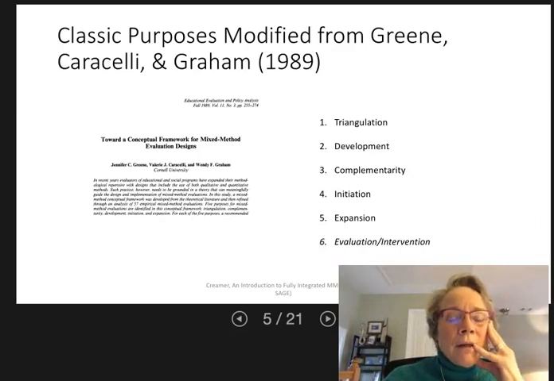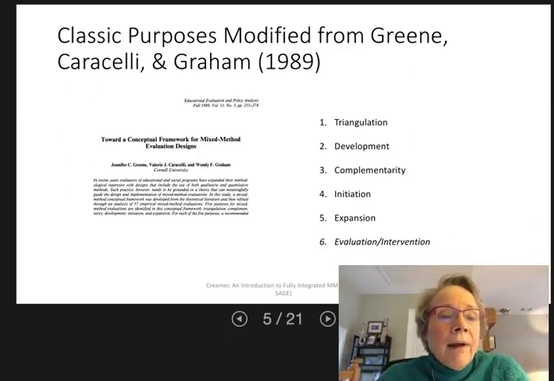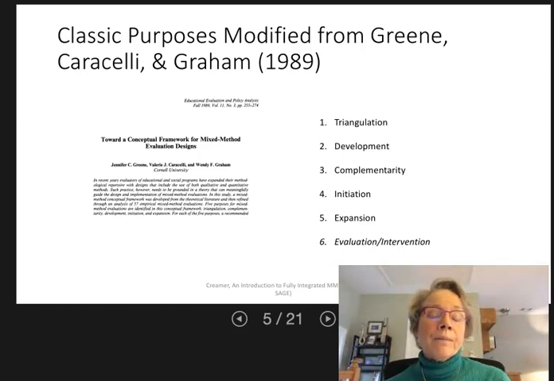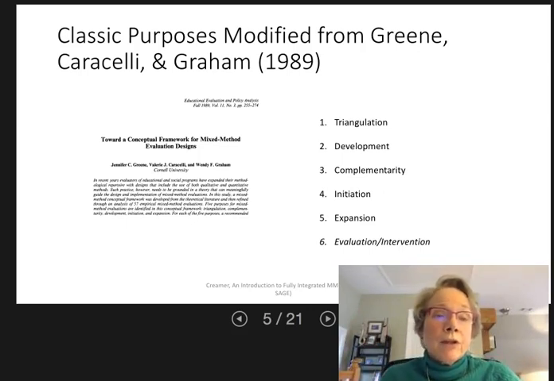Greene, Caracelli, and Graham, in a 1989 article, were the first to really propose a typology that became widely adopted of purposes or reasons for using mixed methods. They called those 1, triangulation, 2, development, 3, complementarity, 4, initiation, 5, expansion, 6 is one I've added, which I think is its own purpose, evaluation and intervention.